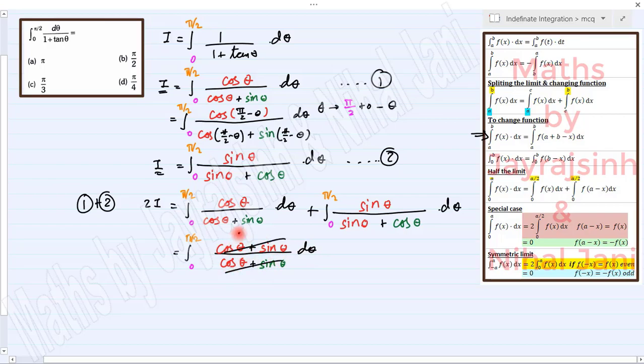So this will be cancelled out and we just have to integrate 1, which is simply x. The limit is from 0 to pi by 2. So here we'll get pi by 2, which is equal to 2I, or we can say your I is simply pi by 4, which is given in option D. Ta-da!